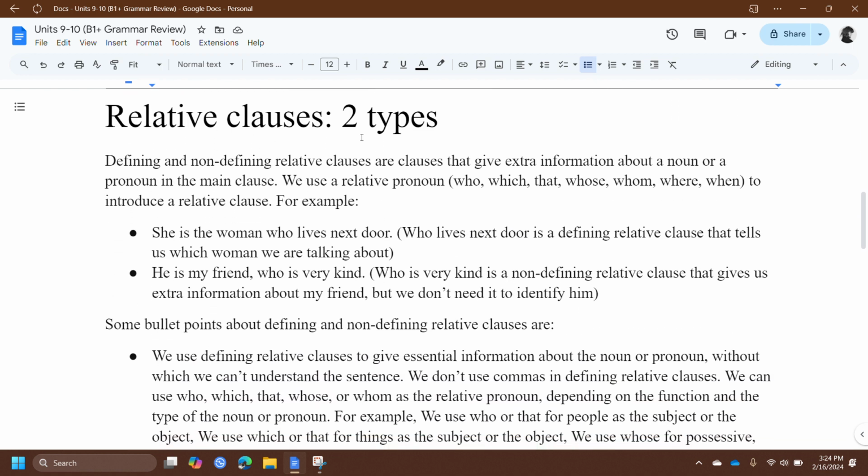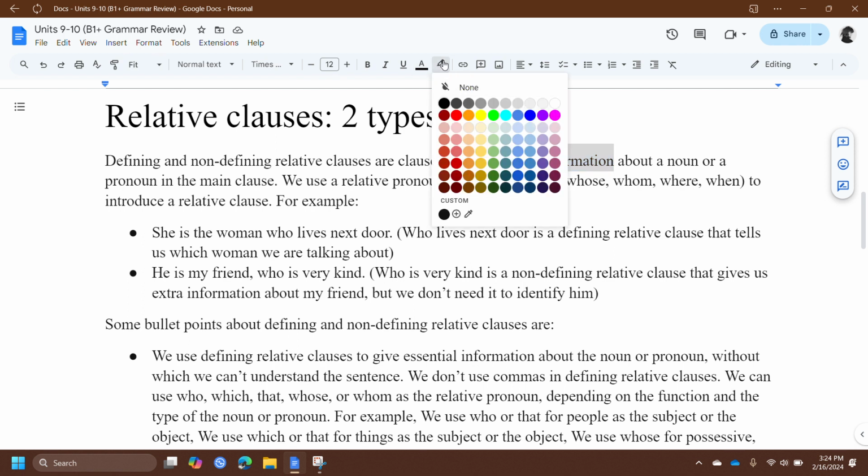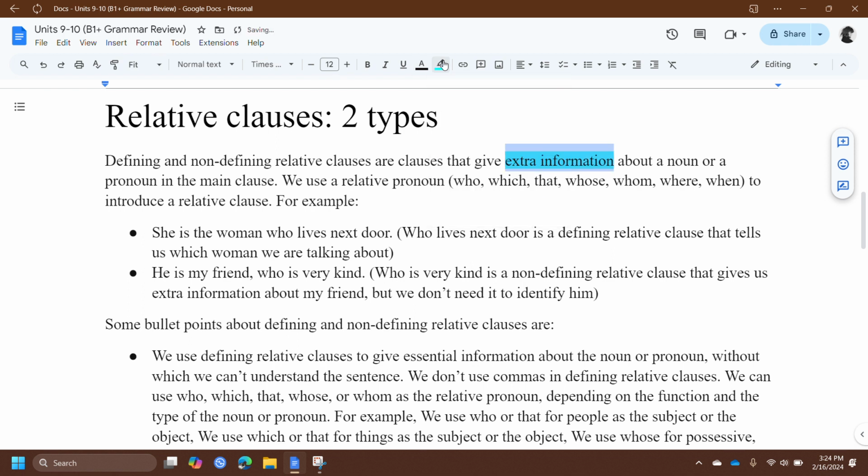Now, relative clauses, guys, we're going to talk about the two types they have, which is actually internationally accepted as having two types. One of them is called the defining and the other one is called the non-defining. So let's talk about them. The defining and non-defining relative clauses are clauses that give extra information. Okay, they give what? Extra information about a noun or a pronoun in the main clause.